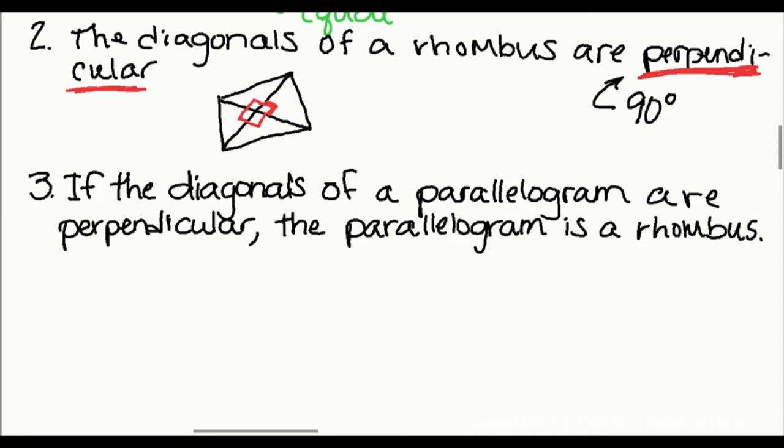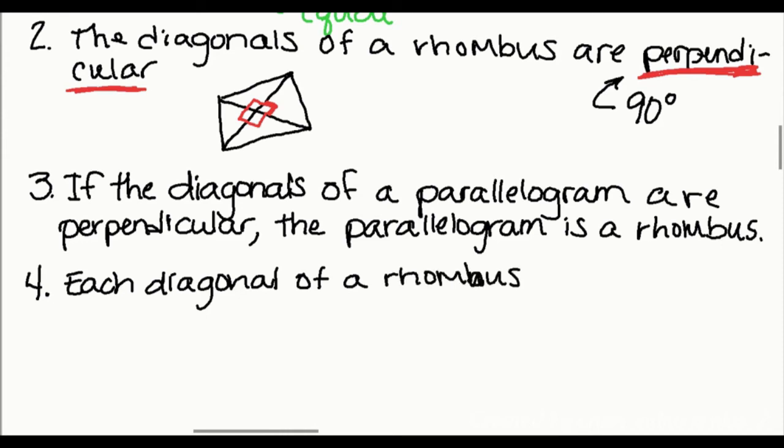And then our fourth property or rule of a rhombus. Each diagonal of a rhombus bisects a pair of opposite angles. Bisects a pair of opposite angles.